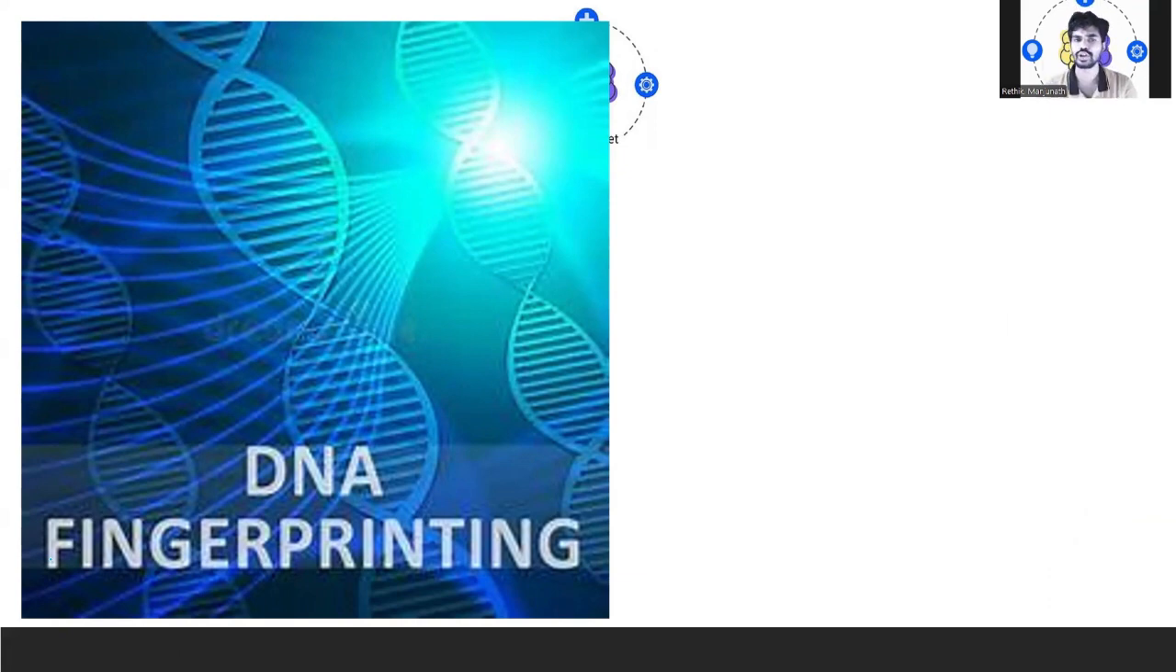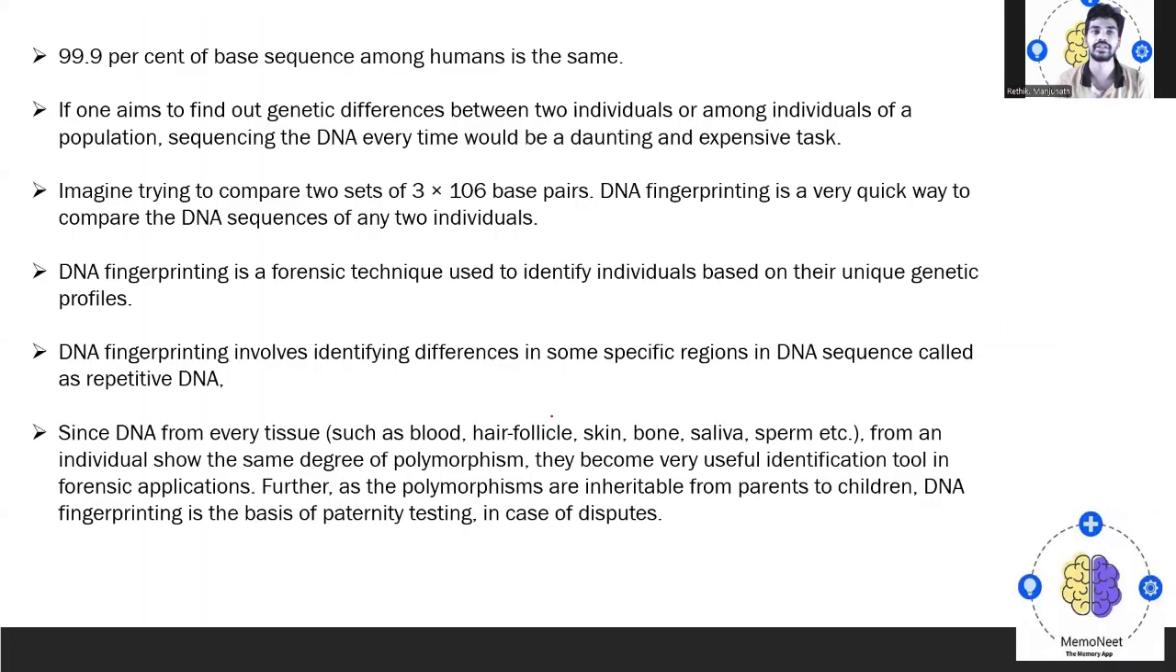So after the human genome project, there is another concept called DNA fingerprinting. So what do you mean by DNA fingerprinting? As I have already discussed, we got to know that 99.9% of the base pairs are very similar among human beings, right? So if one aims to find out the genetic difference between two individuals or among individuals of a population, sequencing the DNA every time would be time-consuming. You need to bring two individuals at a time, take their DNA and sequence it one by one, so it becomes a lengthy task.